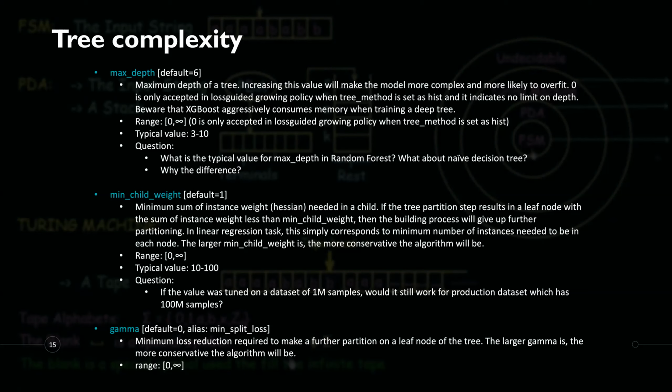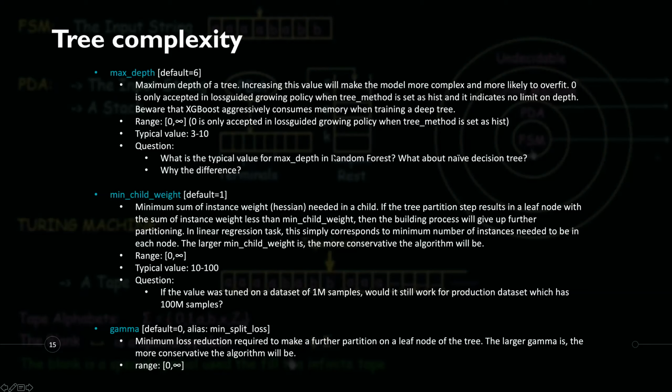But I would like to challenge every one of you with a question. If you have previous experience using other decision tree-based algorithms, such as random forest, what is the typical value for max depth in random forest? And what about a naive decision tree? The second question is why the difference? I would encourage you to think about that. Can any of you give me the answer?